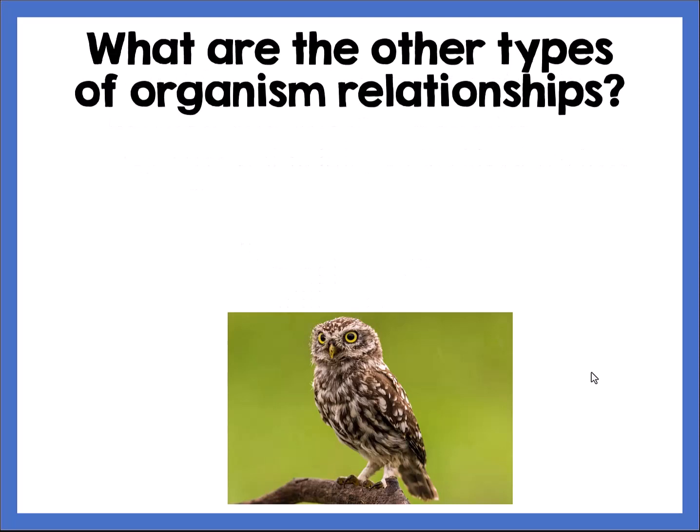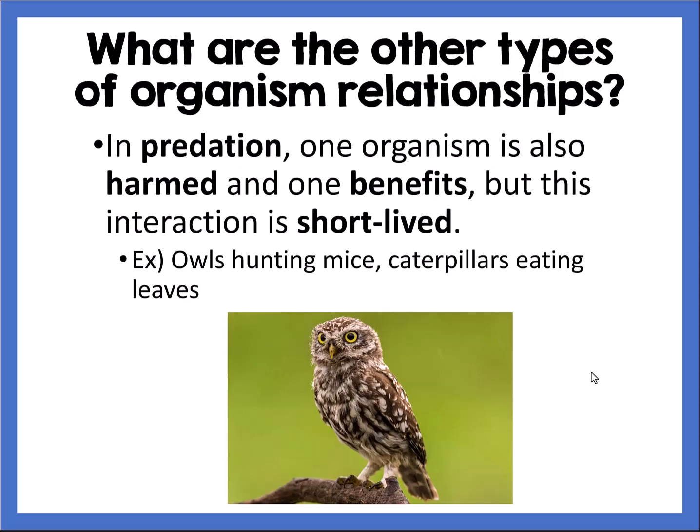What are the other types of organism relationships? So those are the symbiotic relationships. We also discussed predation, in which one organism is harmed and the other one benefits, but this is a short-lived interaction. So we're not talking about individuals that are living in close contact for their whole lives, these are very short interactions. So, for example, owls hunting mice, caterpillars eating leaves. I'm sure you can come up with a million other predation examples.